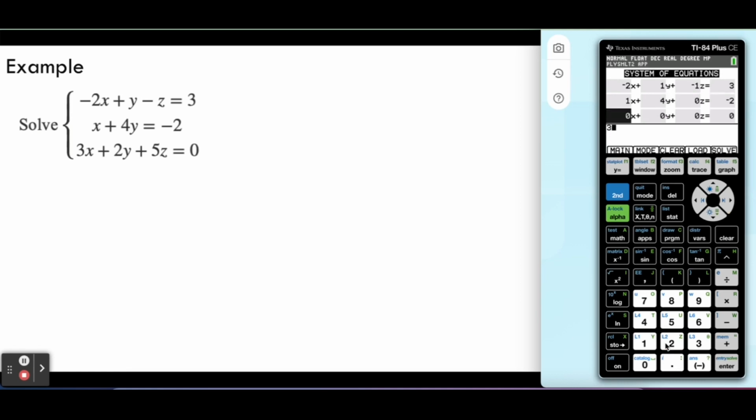Next equation, we have 3x's, 2y's, and 5z, and that is equal to 0. In order to solve, you need to click on the graph button just under the solve, and you get the following answers. If you don't like it in decimal form, you can always click the graph button again, and that's going to change from fraction to decimal or vice versa. And this is how you would find the three-dimensional intersection point for this system of linear equations.